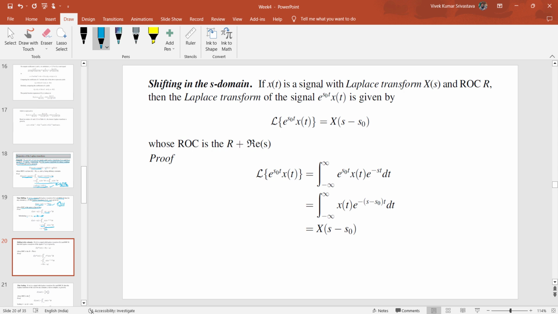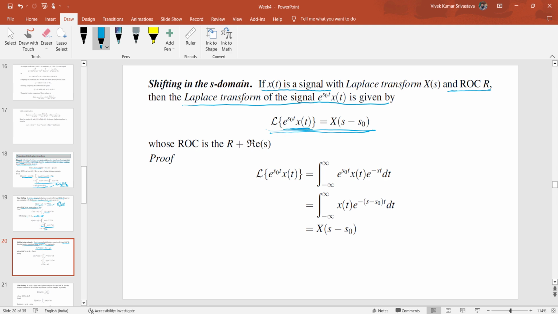Okay, so the third property is the shifting in the s domain. If a signal x of t is given to us with a region of convergence R, then the Laplace transform of e raised to the power s naught t into x of t is given as X of s minus s naught. We can also prove this here.